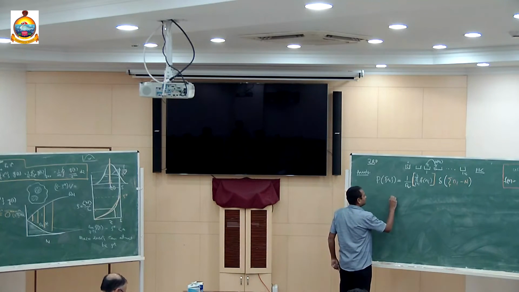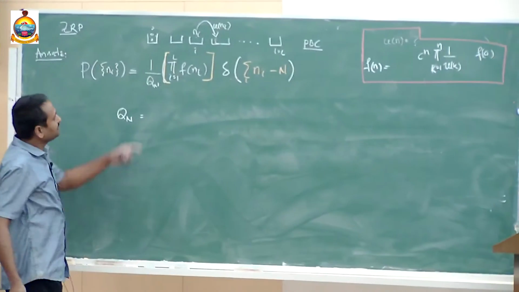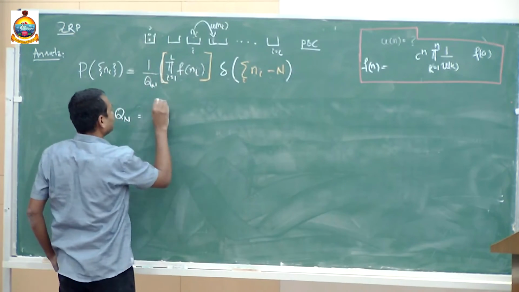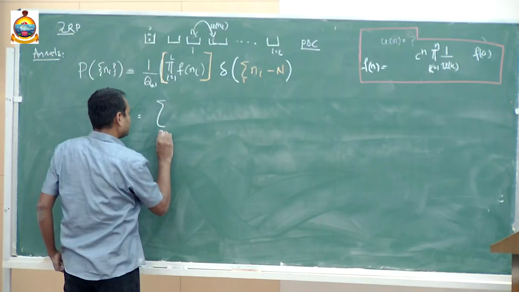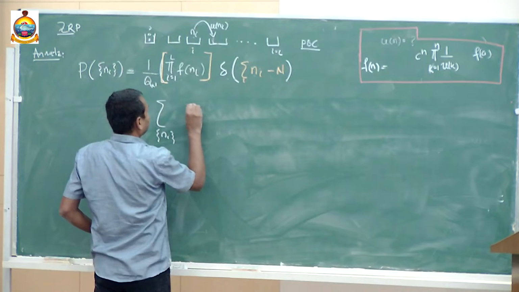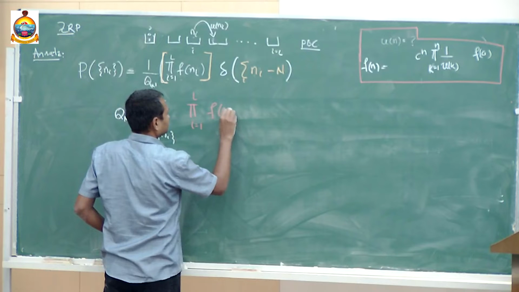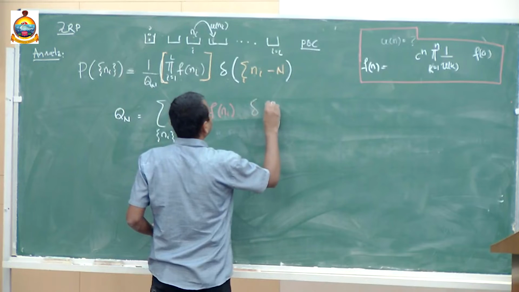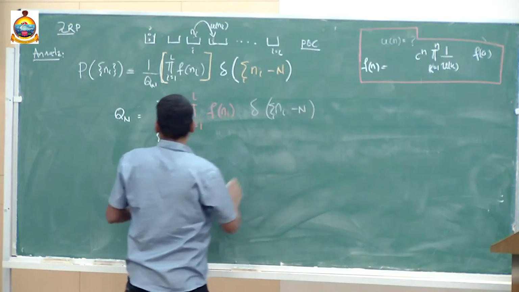Okay, so now let us write qn. So qn is just the sum of this term over all configurations, and that's the way it has to be normalized. That's the way I could write 1 here. So this is the summation over all ni, and there is this term, product over i equal to 1 to L of f of ni, and then there is another term, which is delta of summation over i ni minus n. Okay, this is my qn.